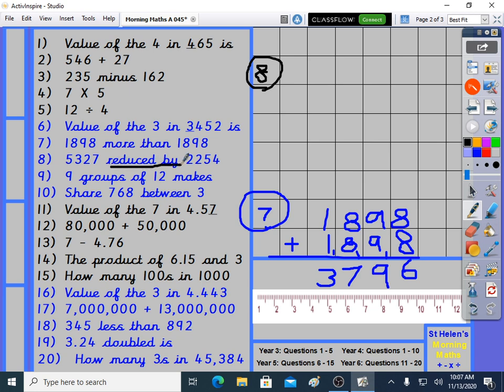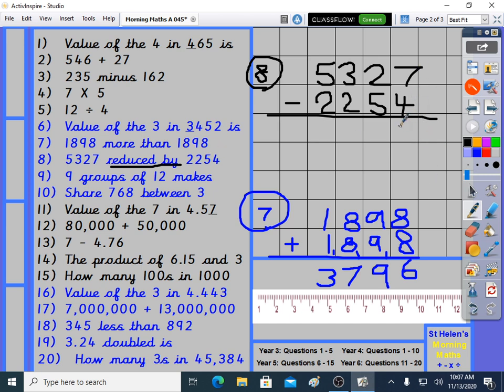$5,327 reduced by, which means minus, 2,254. In a minus, make sure you get the biggest number at the top. And that was the first number in this case. But it isn't always in a word problem, so you've got to watch out for that. Biggest number at the top in column subtraction. Make sure you copy the digits correctly. I'm talking to myself here as well as you, making sure I copy the digits correctly.